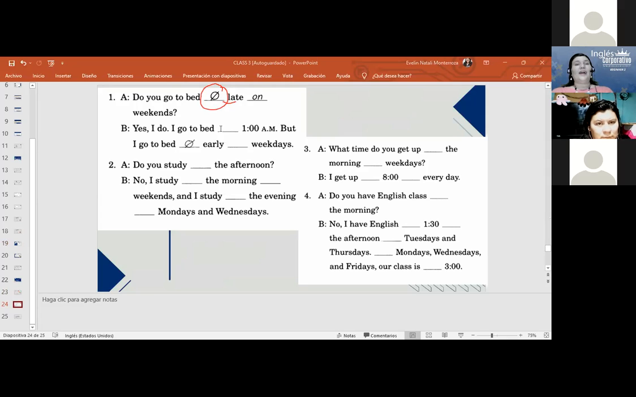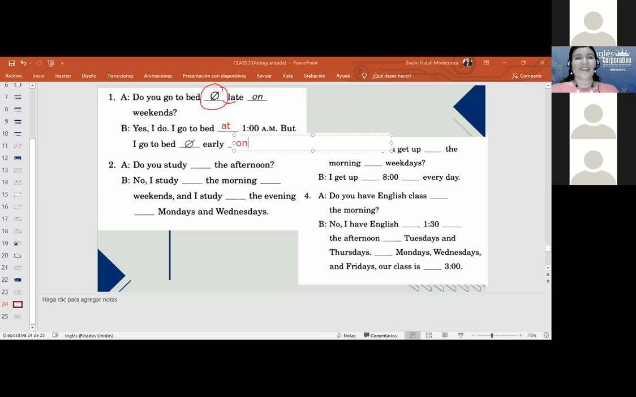I go to bed at 1 a.m. But I go to bed early. On weekends. On Wednesdays. On weekdays. The next one. Do you study? In the morning. In the afternoon. I study in the morning. On weekends. And I study in the evening. Good. On Mondays and Wednesdays. Very good job.